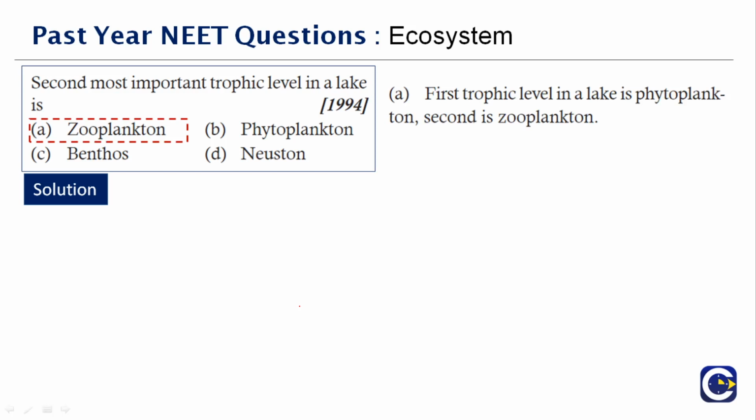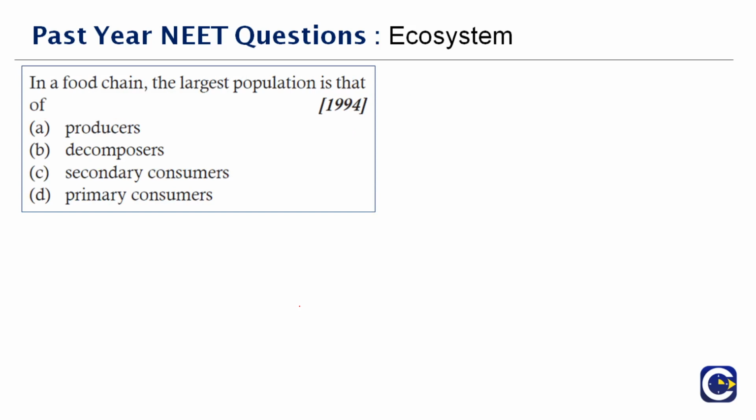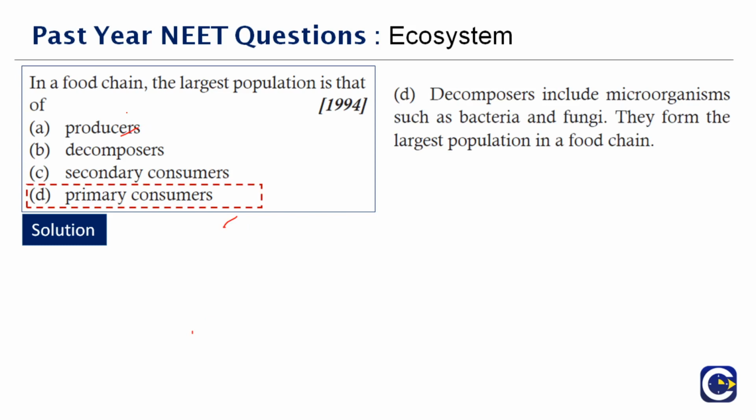Okay, now let's move to the next question here. In a food chain, the largest population is that of dash. Again, this is a very easy question for you, which was asked in the year 1994. Now when we talk about producers, they will be in large amount. Decomposers include microorganisms, bacteria, fungi and earthworms and other worms also. Secondary consumers are dependent upon the primary consumers. So in a food chain, the largest population is that of the primary consumers. So when you talk about population, it will be primary consumers, and when you talk in terms of amount, it will be producers. Therefore the correct answer to this question is option D.